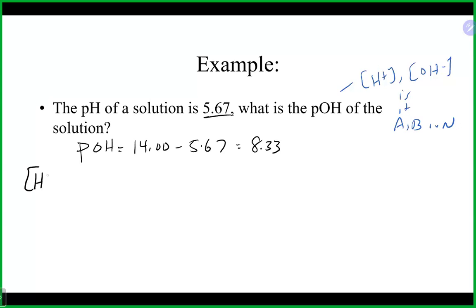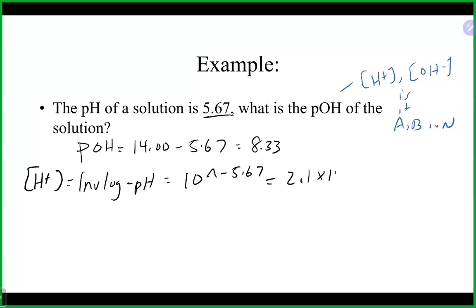So again, the H plus concentration will equal our inverse log negative pH, which in this case will look something like this, most likely on your calculator. 10 to the caret negative 5.67. And again, that's going to get us here too many zeros to count. Let's see. We got 2.1 times 10 to the minus 6. Again, it does need molarity as it is a concentration.